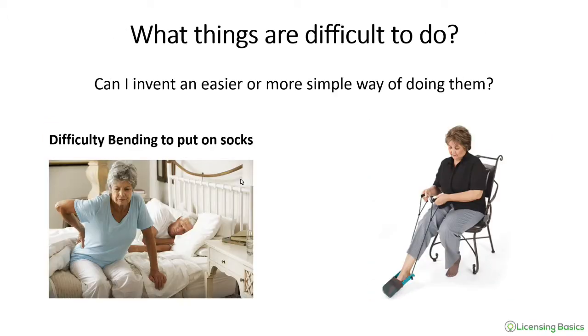What things are difficult to do? So can I invent an easier, more simple way of doing them? With the baby boomers getting into their retirement age, a lot of products can be invented in the geriatrics department. So if you can think of an easier way for an elderly person to do simple chores, then you probably have a good product on your hands that would have a mass market appeal. So in this case, we have difficulty bending to put on socks. Someone invented this device to slide socks on your feet without having to bend over.